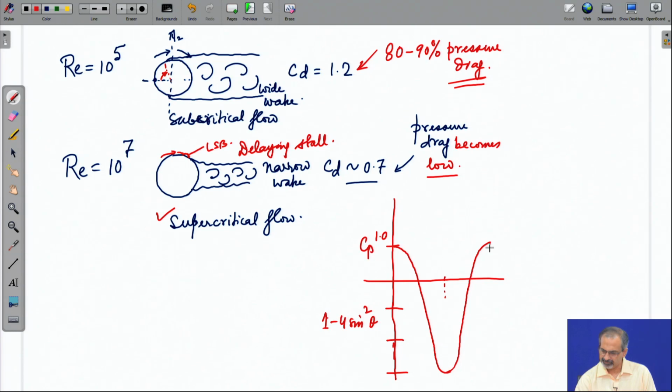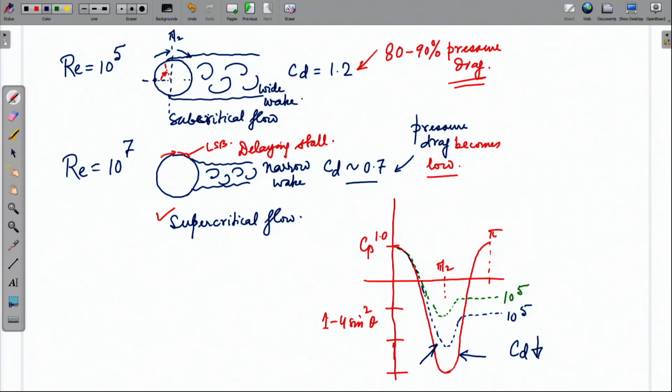This is pi by 2, this is pi. For a subcritical separation, you may find that the Cp distribution for the cylinder is of this kind, whereas for a supercritical case it dips much lower and then recovers. So, you can imagine that the closer it gets to the theoretical pressure distribution, there is further reduction in the drag.